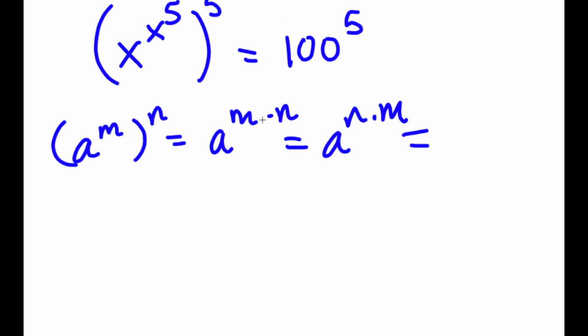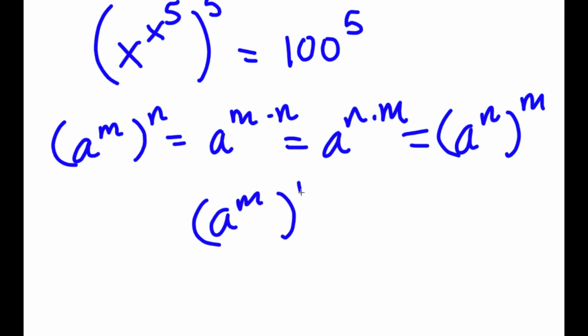Now, if a to the power of m times n is equal to a to the power of m to the power of n, then this means that a to the power of n times m must equal a to the power of n to the power of m. And because all of these are equal to each other, this means that a to the power of m to the power of n is equal to a to the power of n to the power of m.